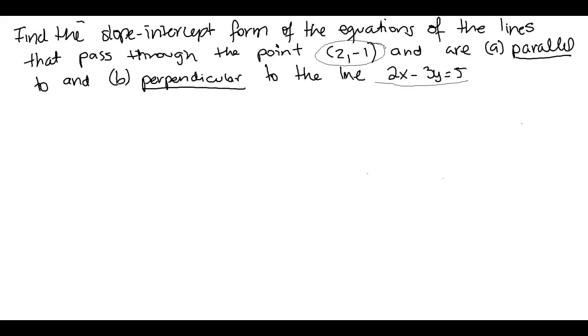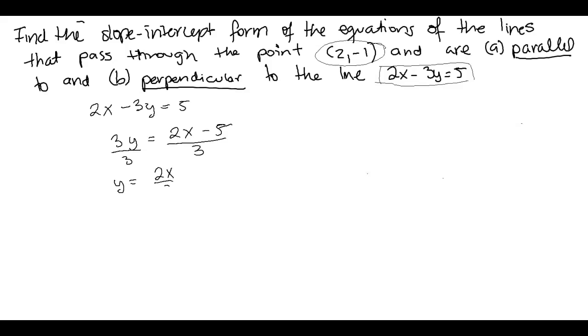So the very first thing that we are going to do is say, okay, we are given a line, and whenever we're given a line, the easiest thing is for us to put it into slope-intercept form. So I'm going to start with this and put it into slope-intercept form. I'm going to move things around. So 3y equals 2x minus 5. I'm going to divide both sides by 3. That gives me y equals 2x over 3 minus 5 over 3.